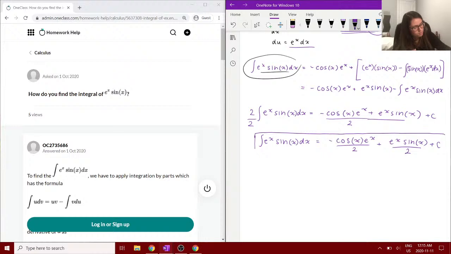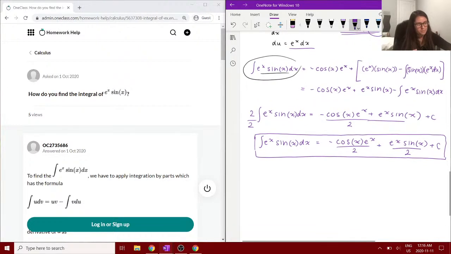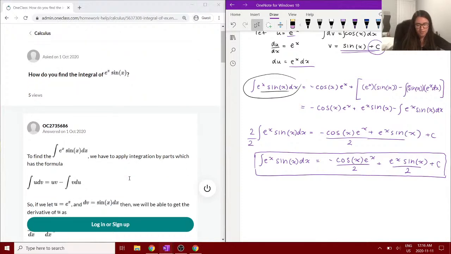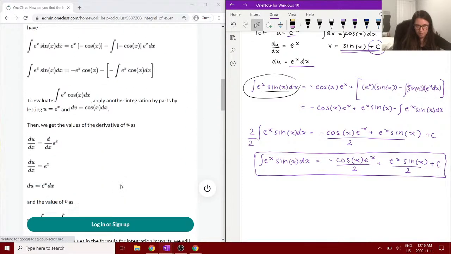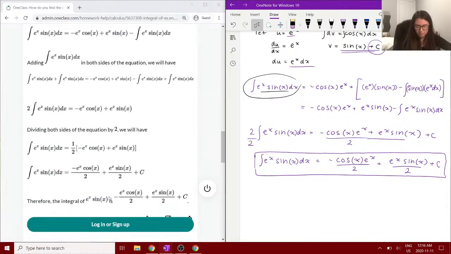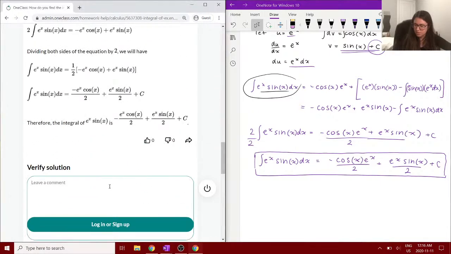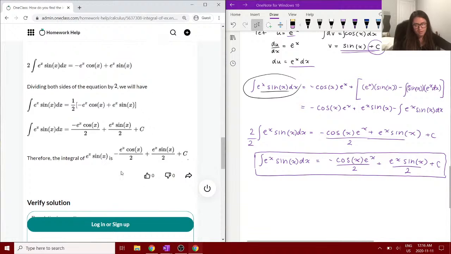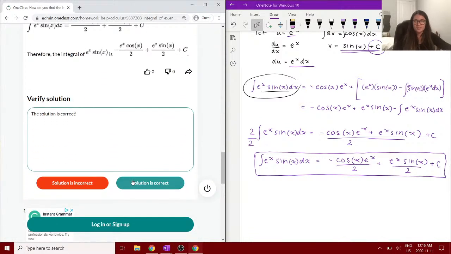So it might be kind of an unexpected way to get to this answer, but that's how you do it. So that's how we found the integral of that equation. So these are the answers. Just going to put this solution is correct, and we can compare to see that it's the same thing. I just have the cos and the exponential swapped, right? All right, that's it.